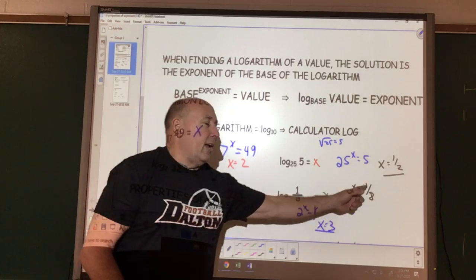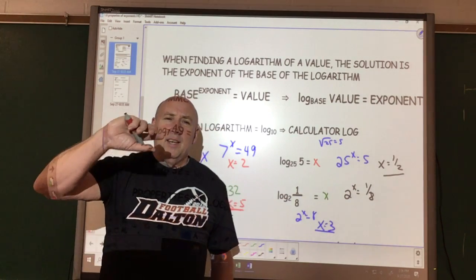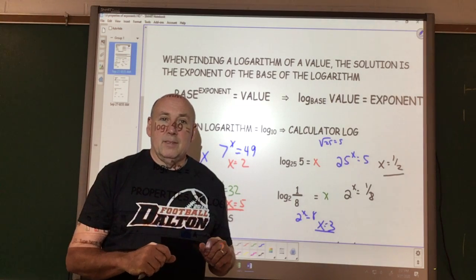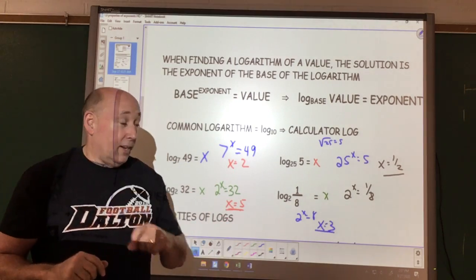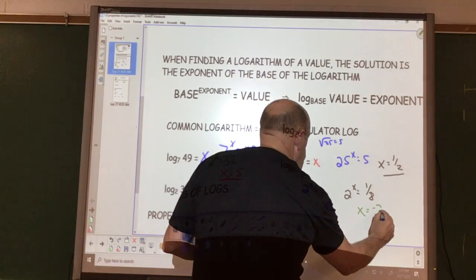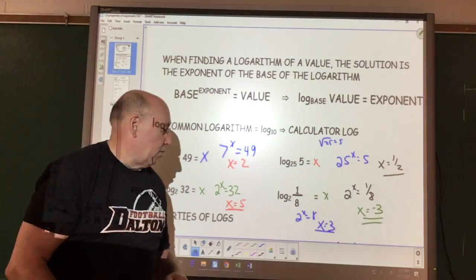But I want 1/8 here. So what do we have to do to get the reciprocal? And think back to our reciprocal properties. That's correct. We have to throw a negative in there. So to get 1/8, my solution is x is equal to negative 3.